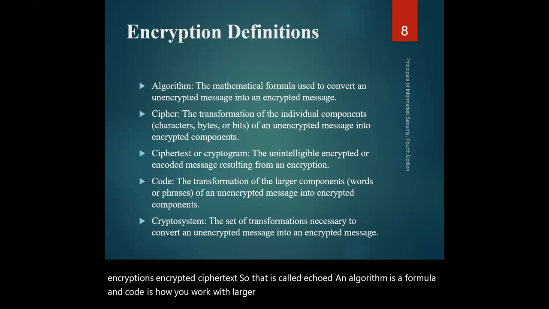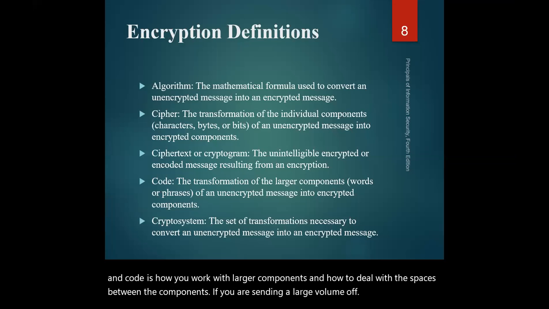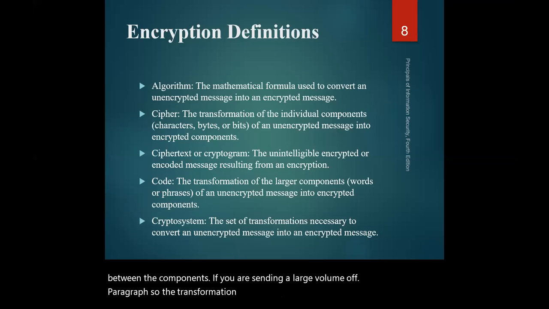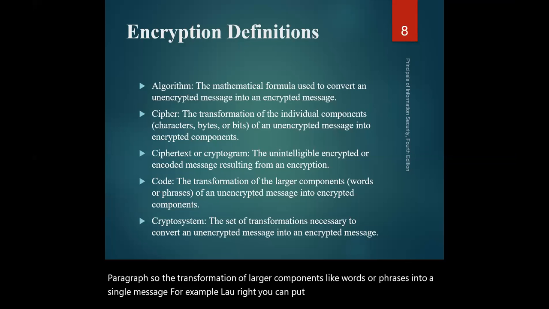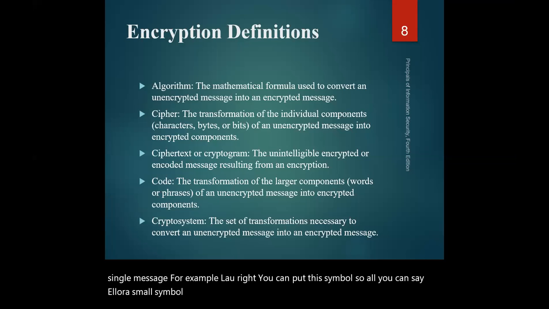An algorithm is a formula, and code is how you work with larger components and how to deal with the spaces between the components. If you are sending a large volume of a paragraph, then the transformation of larger components like words or phrases into a single symbol. For example, love, right? You can put a symbol, or you can say L or a small symbol. That large components can be encrypted into smaller components.